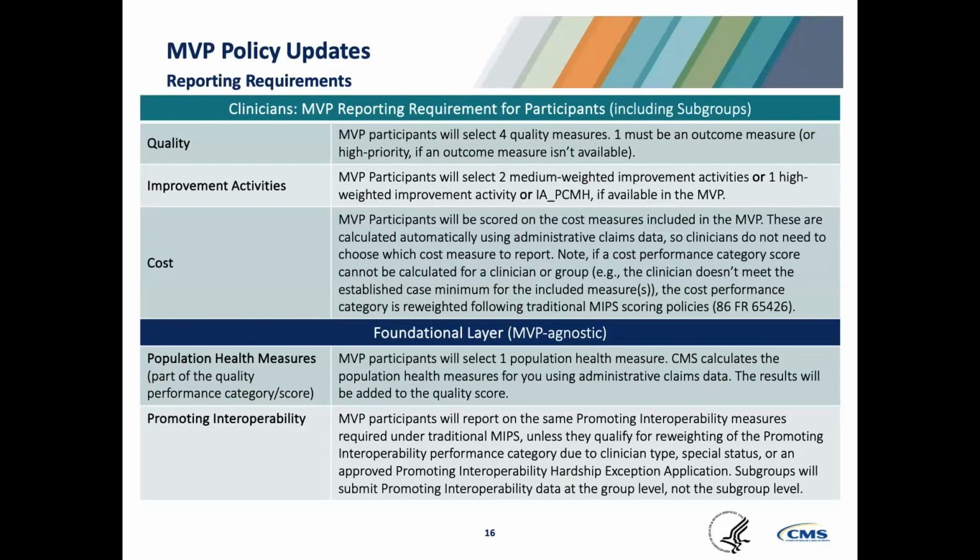For promoting interoperability, again, participants will report on the same promoting interoperability measures required under traditional MIPS, unless they qualify for reweighting of the promoting interoperability performance category due to the clinician type, special status, or an approved promoting interoperability hardship exception application. Subgroups will submit promoting interoperability data at the group level, not the subgroup level.